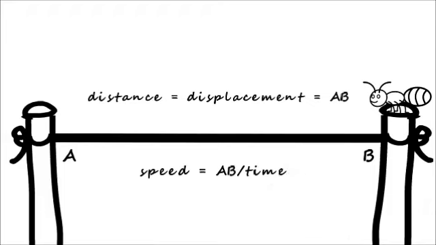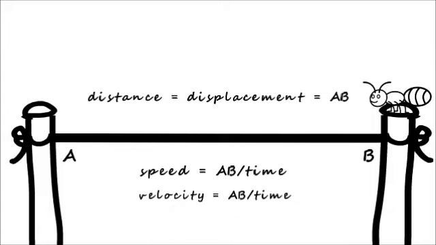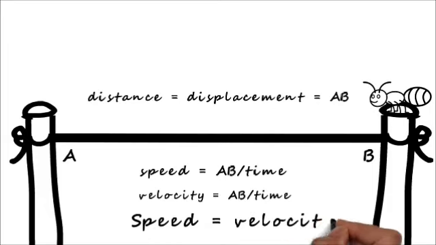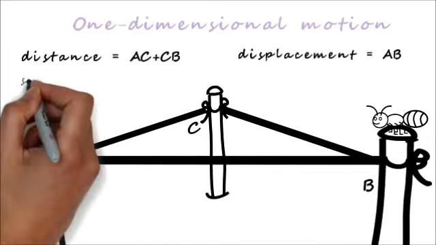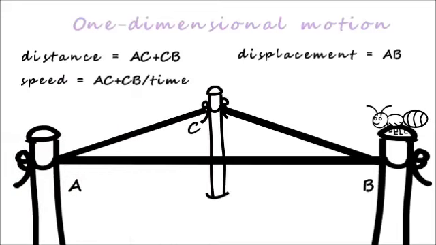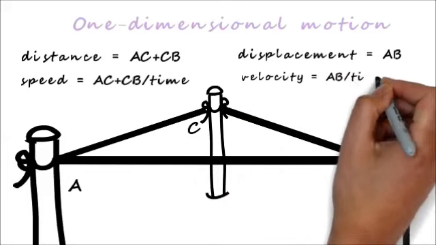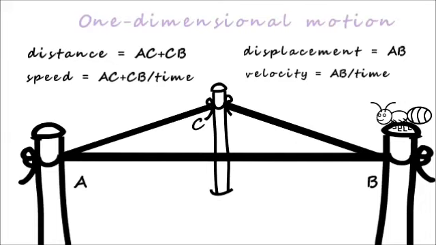In the first case, the speed of the ant will be the total distance it covered divided by the time it took to cover that distance, whereas the velocity of the ant will be its total displacement divided by the time it took to displace. In the second case, the speed of the ant will again be the total distance it covered divided by the time it took to cover that distance. Here the total distance is AC plus CB and the velocity of the ant will be its total displacement, which is AB here, divided by time.